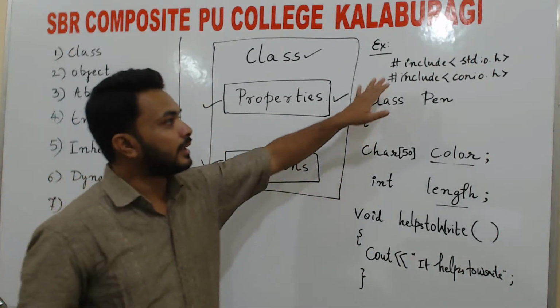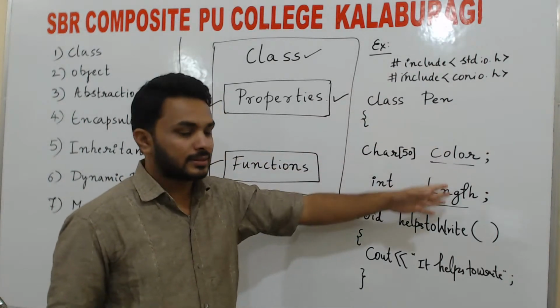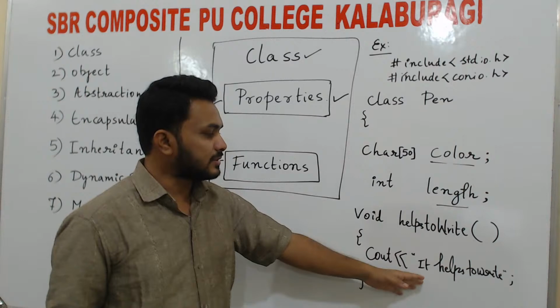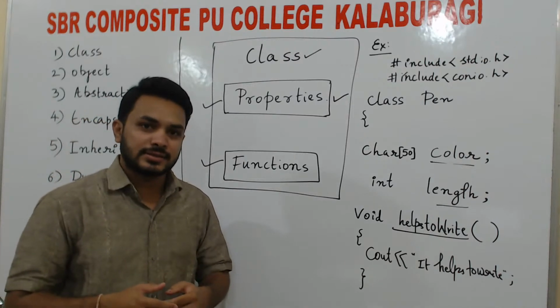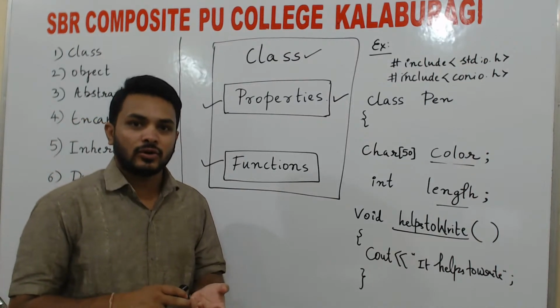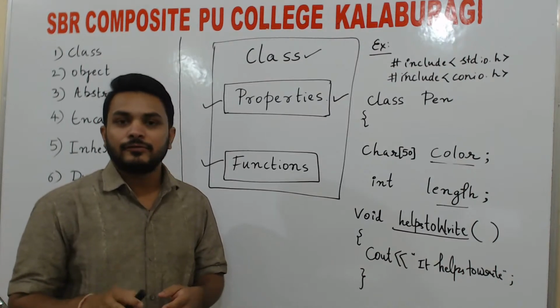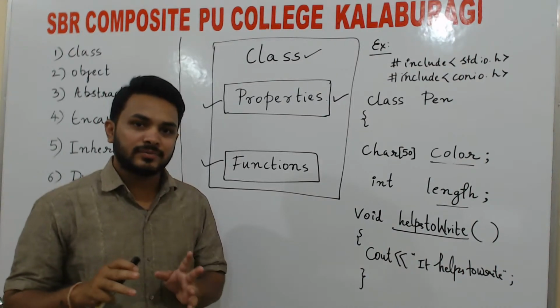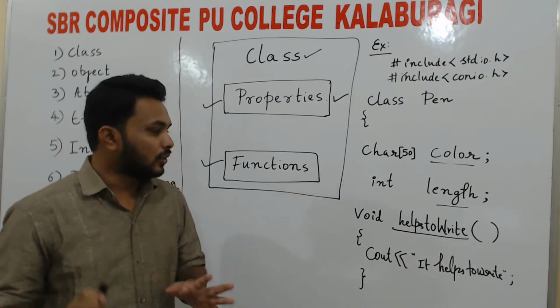First, we have included header files, then a class pen. It has the properties, it has the functions. Okay, what function? This is the function. It helps to write. I have explained to you the types of function yesterday. Okay, the function with arguments with return type, function with no argument and no return type, function with arguments but no return type, function with no arguments and no return type.